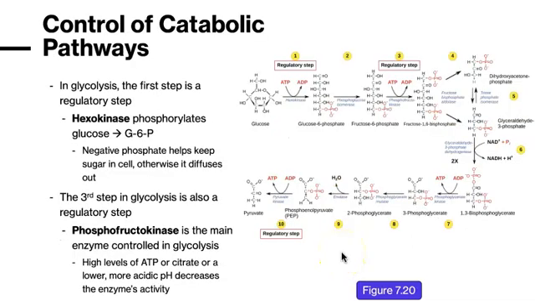Now let's talk about control of catabolic pathways. We're going to talk about glycolysis first. Notice in this first step, we are taking glucose and utilizing the enzyme hexokinase to phosphorylate it, and it becomes glucose 6-phosphate. Now this phosphate is making this molecule want to stay in the cell. Otherwise, it would just diffuse out and glucose would not continue forward.